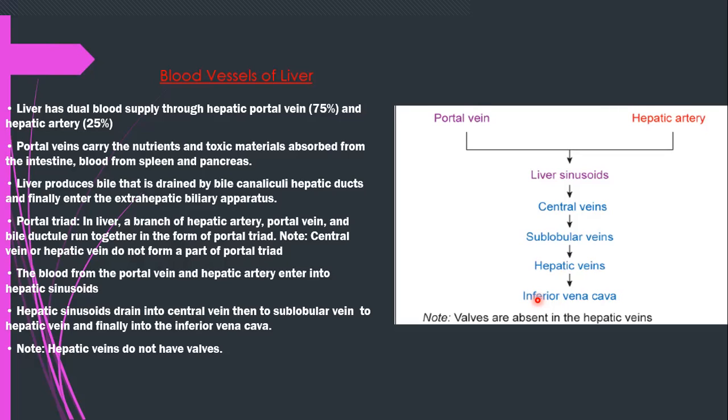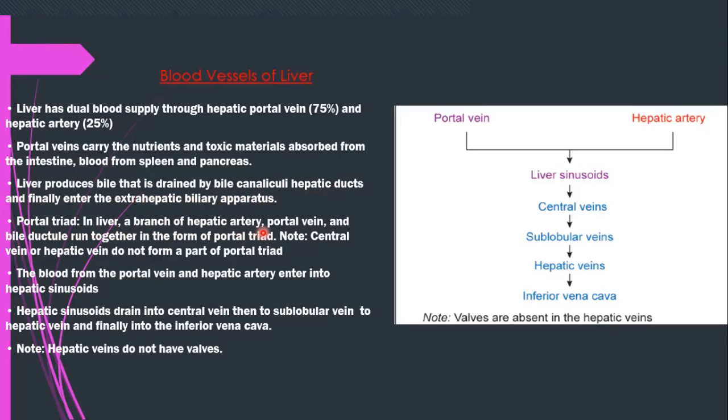Okay. So blood from the parts drained by those veins must go through the liver. Then the liver produces bile that is drained by the bile canaliculi, hepatic ducts, and finally enters the extrahepatic biliary apparatus. Now, what is a portal triad?